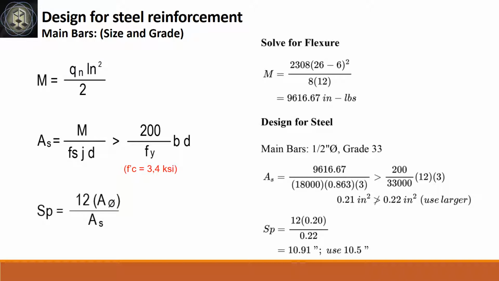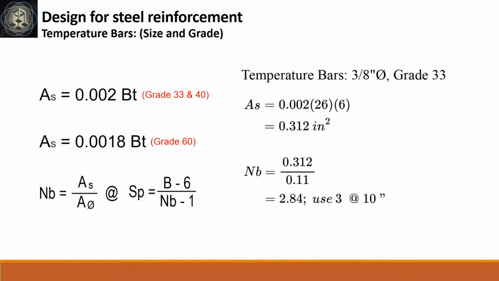Given the width of 26 inches, wall thickness of 6 inches, and net soil pressure of 2,308, the moment is 9,616.67 inch-pounds. The area of steel is 0.21 square inch. Use ACI minimum of 0.22 square inch. The spacing for half-inch diameter bar is 10.91 inches. Use 10.5 inches. Area of steel for temperature bar is 0.312 square inch.